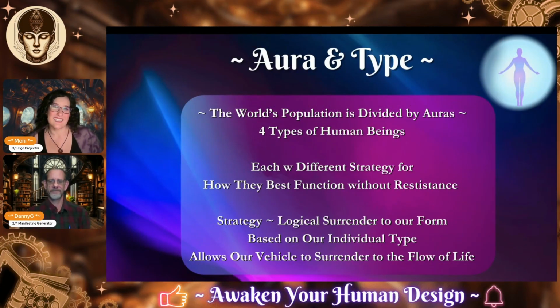Let's get into it. Starting off, aura and type. The world's population is divided by auras with 4 different types of human beings, each with a different strategy for how they best function without resistance. Strategy is the logical surrender to our form based on our individual type, which allows our vehicle to surrender to the flow of life. These each are different for how they best function.